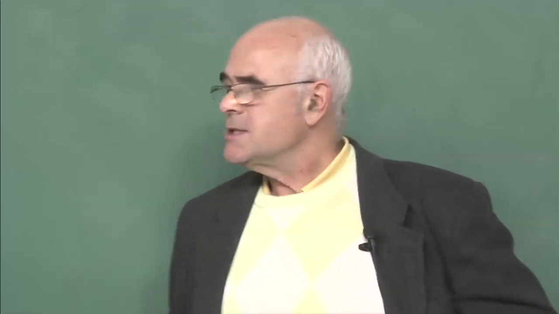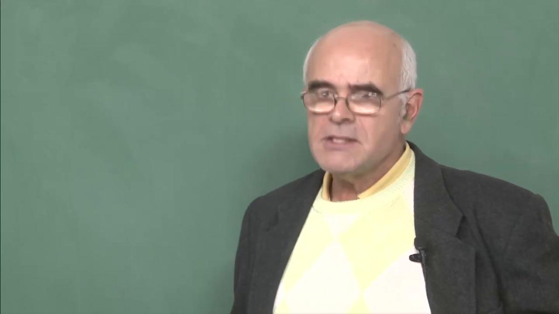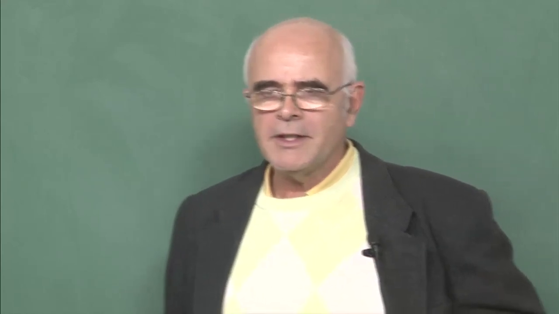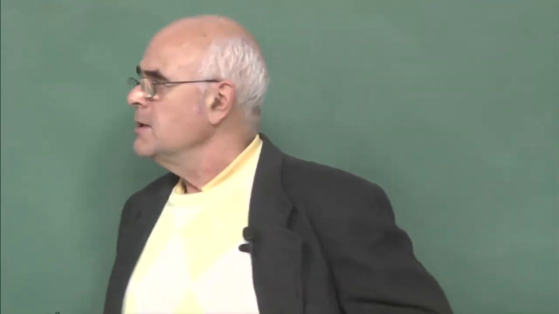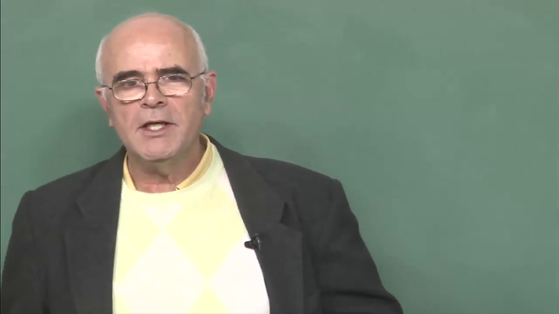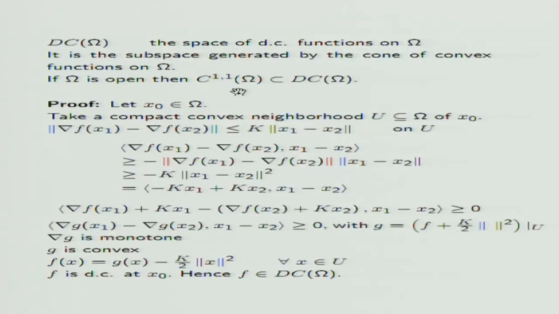As I said before, the space of DC functions is rather large. It contains the class of all C2 functions, even more, the class of all so-called C1,1 functions. C1,1 stands for functions which are differentiable and have a locally Lipschitz gradient. In particular, C2 functions are C1,1. So the larger space of C1,1 functions is contained in the space of DC functions on omega. Actually, it's C2 functions.